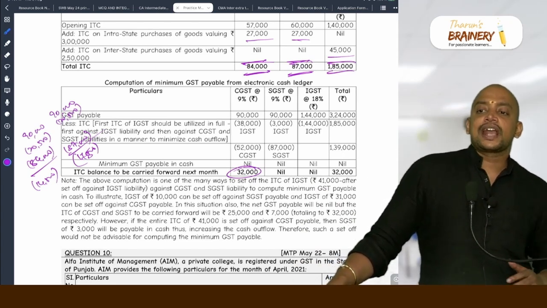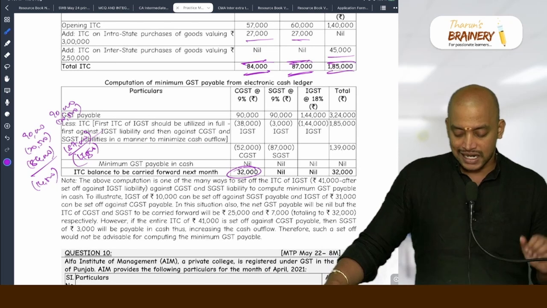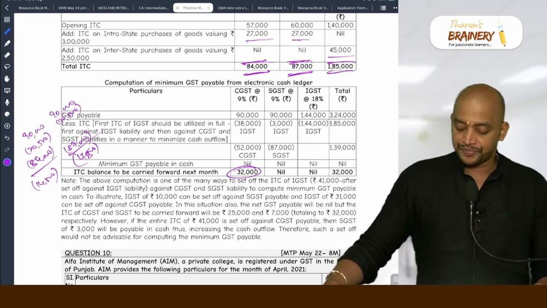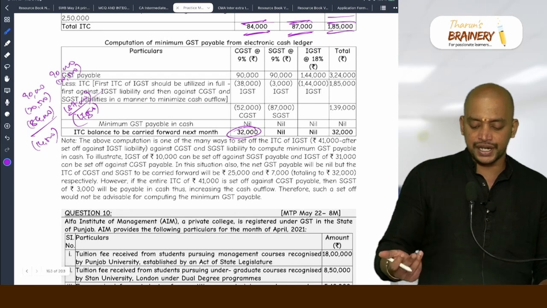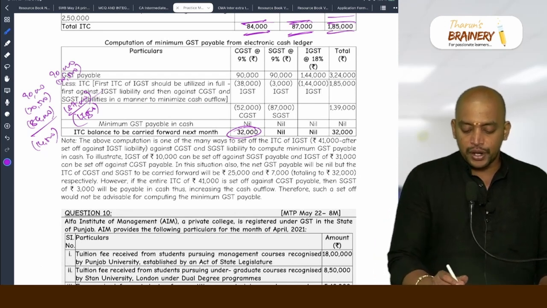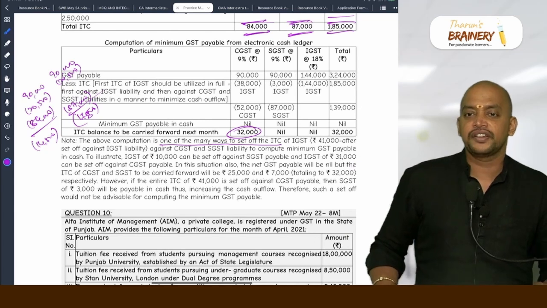So either you can take excess of CGST credit or excess of CGST and SGST credit, but the net liability will be 0. Is it clear? So that's what I have given below, how we are using. Okay. So the above computation is one of the many ways of set off of credit. It's not the final answer.